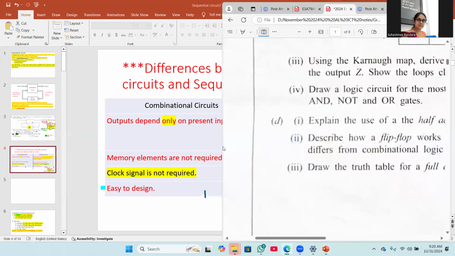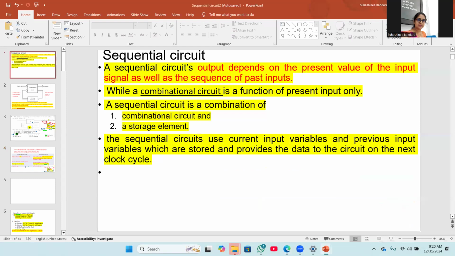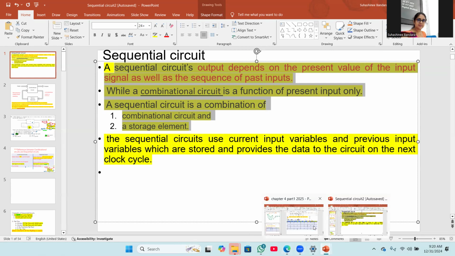Okay, so: describe how a flip-flop works as a memory element in a digital circuit. Explain how it differs from combination circuits. So a flip-flop consists of the memory element and the combination circuit, and the output depends on the present value of input as well as the sequence of past input. It needs the past input. Okay, this is the past paper question answer.